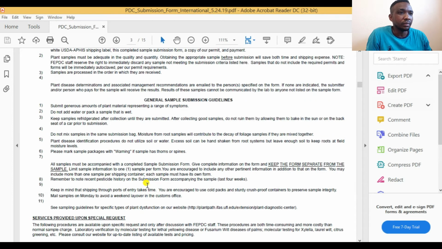And the general sample submission guidelines, I think this is important for you to know as well. Number one, it says submit generous amounts of plant material representing a range of symptoms.